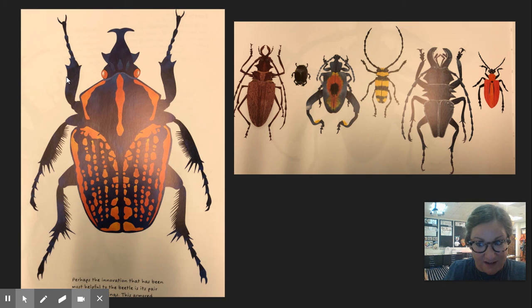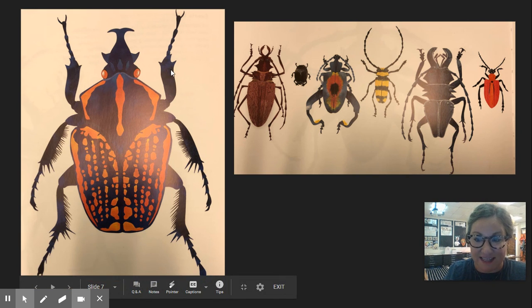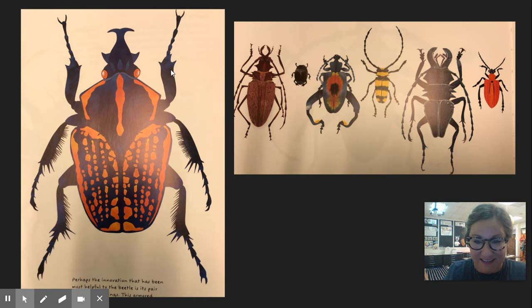So again, here we go. Abdomen, thorax, and the head, 3 parts to the body. 6 legs, 1, 2, 3, 4, 5, 6. 3 on each side, okay? So we're ready to look at and to draw an insect together.